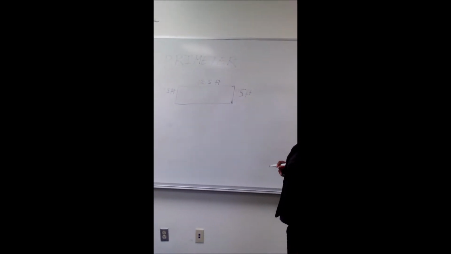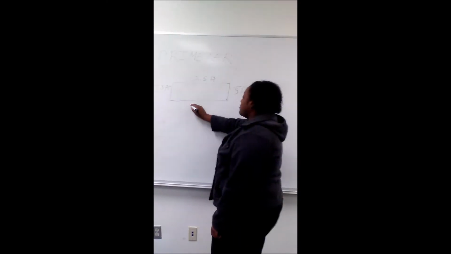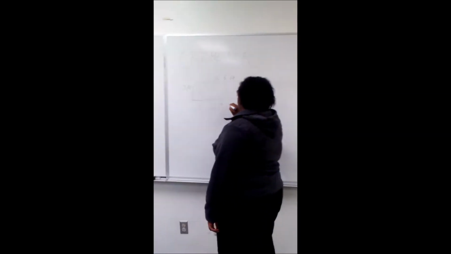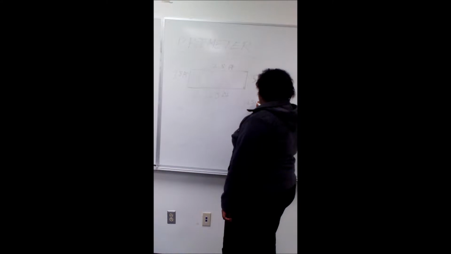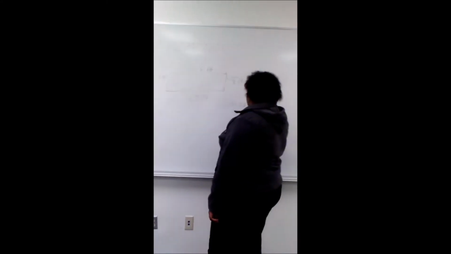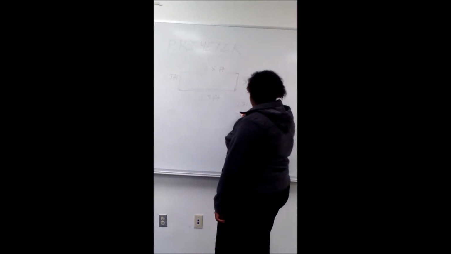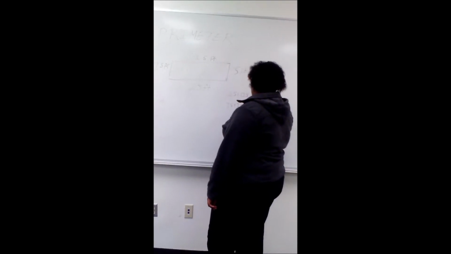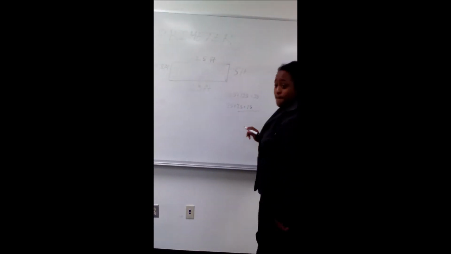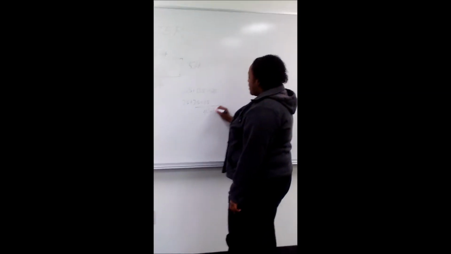So I did that first. That's 15. Then you add 12.5 plus 12.5, and that equals 25. So you do 25 plus 15. And what did you come up with? 40. 40 what? Feet. 40 feet. Good job.